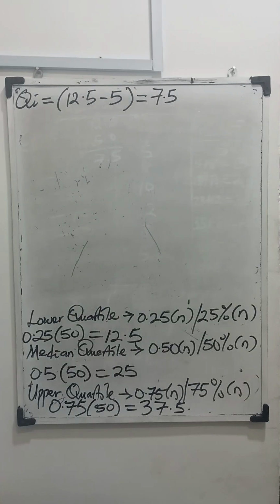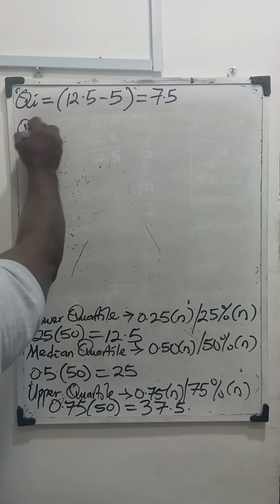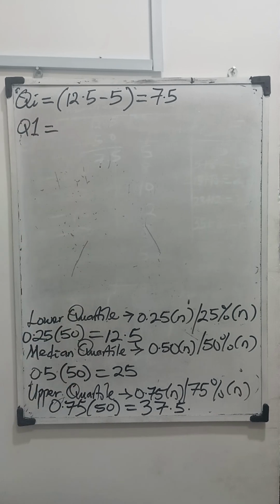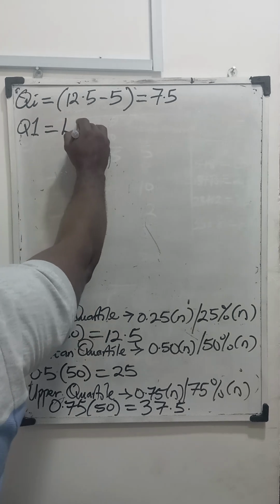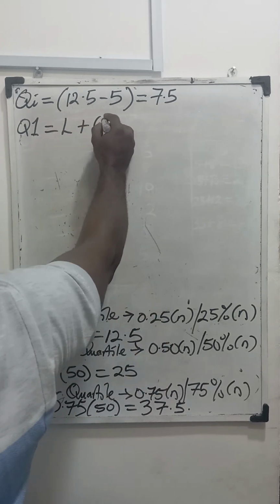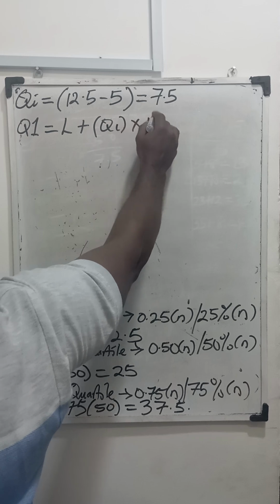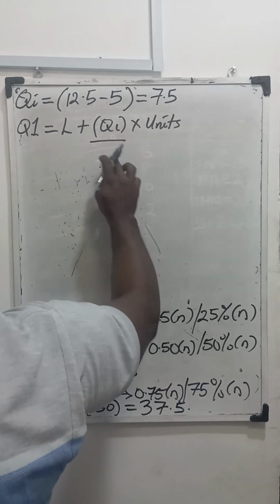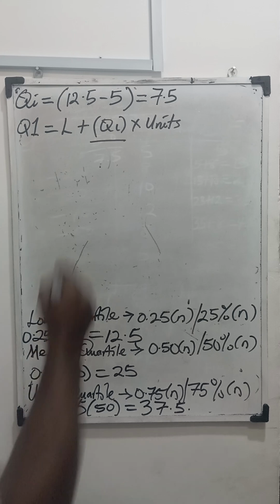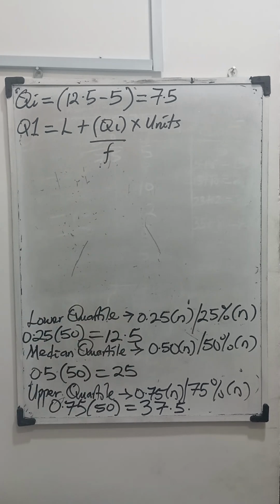So for us to get Q1, which stands for the value of the first quartile, we have L plus, in brackets, QI times the units, divided by the frequency. That's what we have there. F stands for the frequency, and then the units. You obtain the units from the class interval on the table.